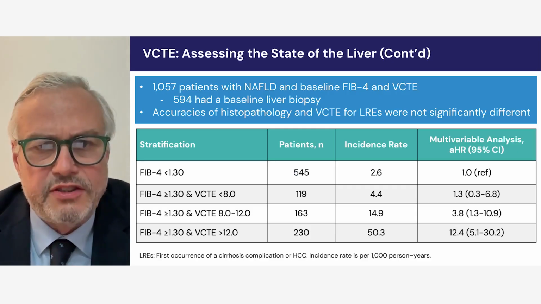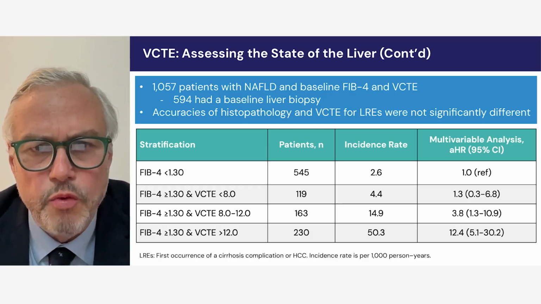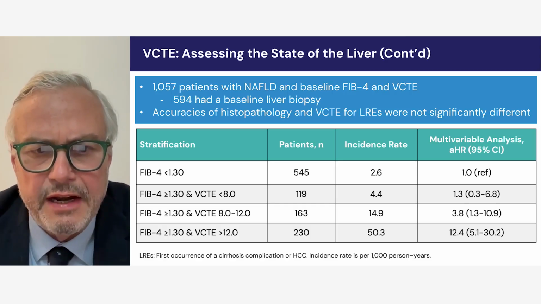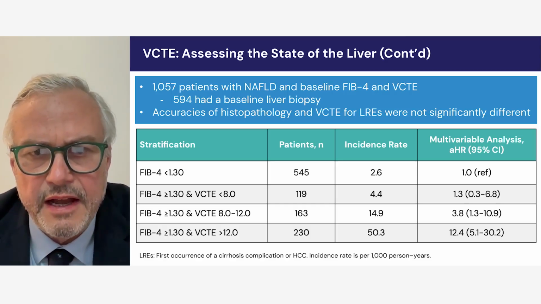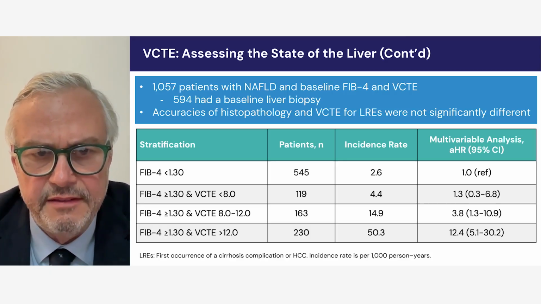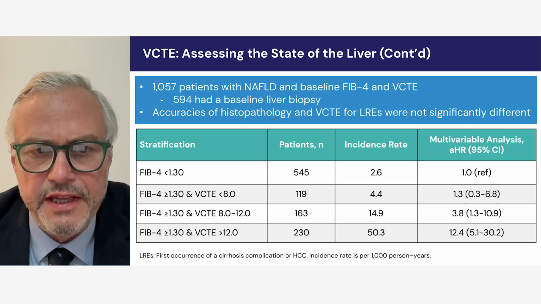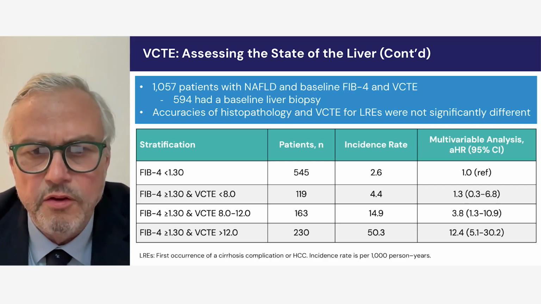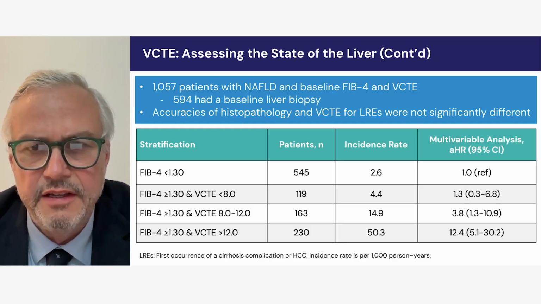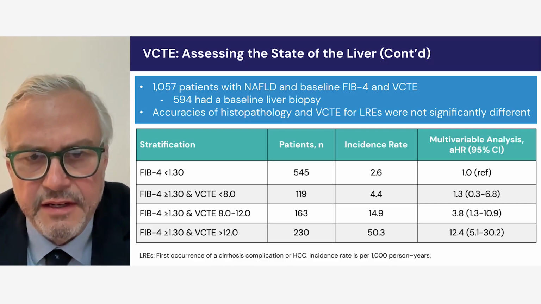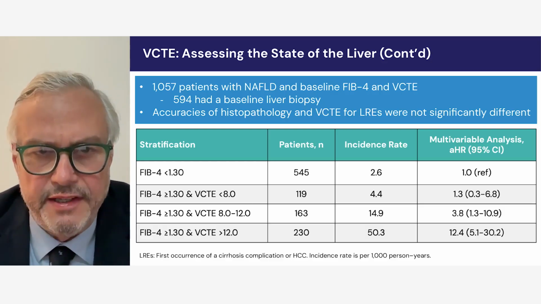The liver elastography with the FIB-4 in the assessment of the liver-related events are very accurate, as is shown in this slide. The accuracy of histopathology in comparison with the VCTE were not significantly different. So this non-invasive method to assess the prognosis of the patient, it's very accurate.